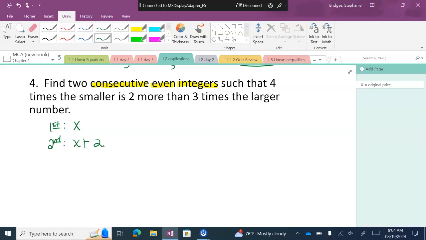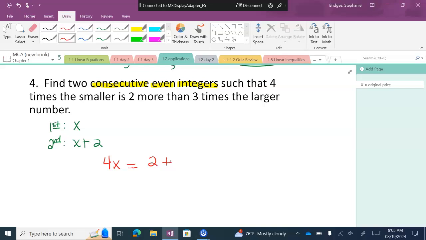Let's read what it says. It says 4 times the smaller. Which one is smaller, x or x plus 2? X. So we're going to go 4 times my smaller number, 4 times x. What does "is" mean? Equals. 2 more than. What does "more than" mean? Plus. So we're going to go 2 plus. Does it matter if I do 2 plus or something plus 2? No, addition doesn't matter. Subtraction does. Addition does not.